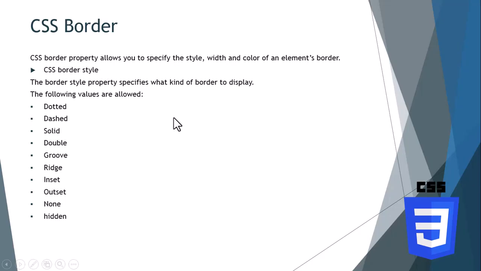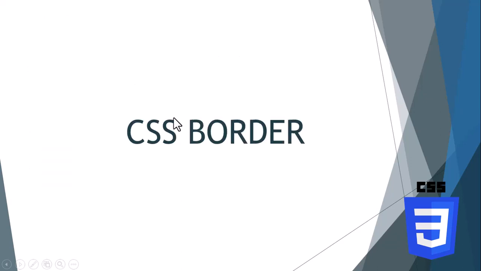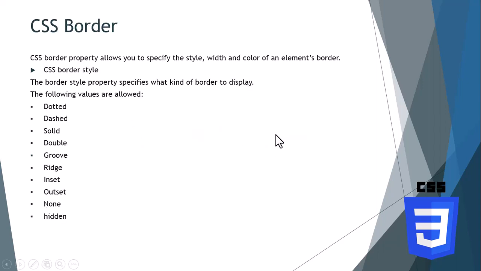The CSS border property allows you to specify the style, width, and color of an element's border. What is CSS border style? The CSS border style property specifies what kind of border to display. The following values are: dotted, dashed, solid, double, groove, ridge, inset, outset, none, and hidden.